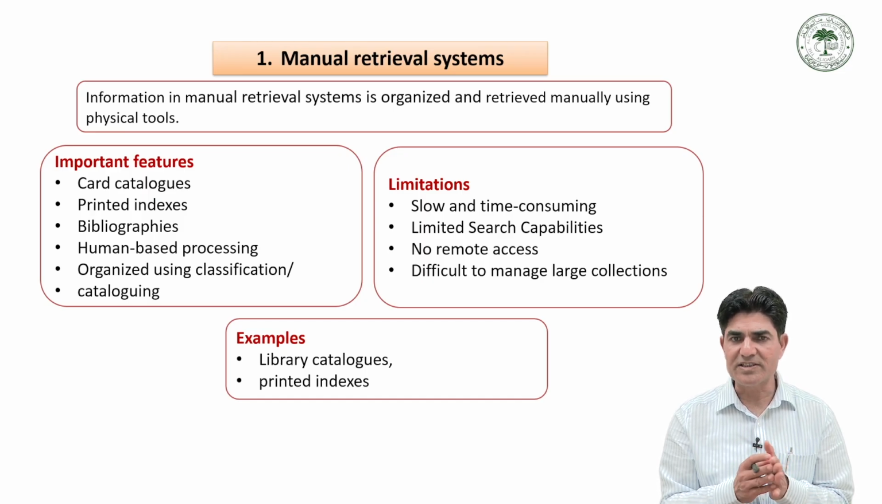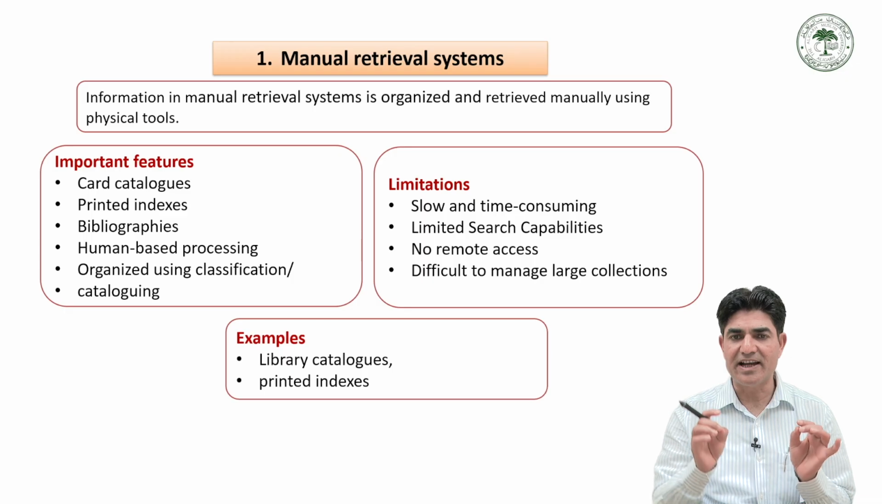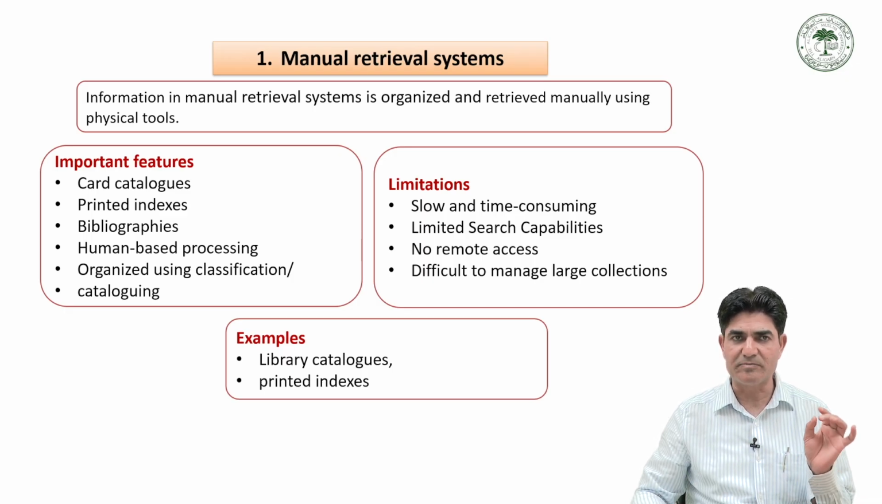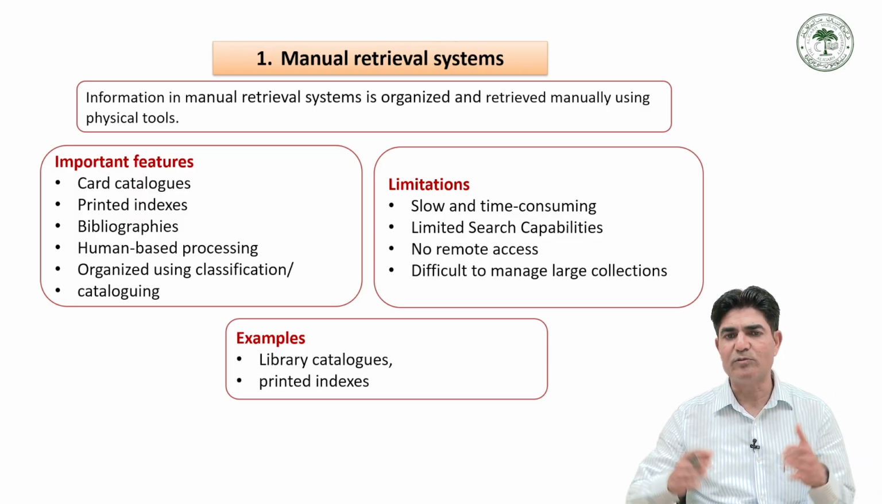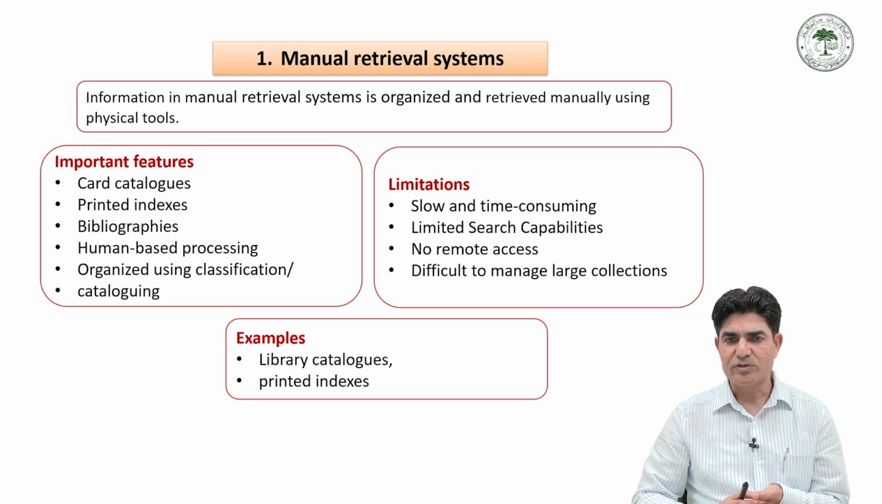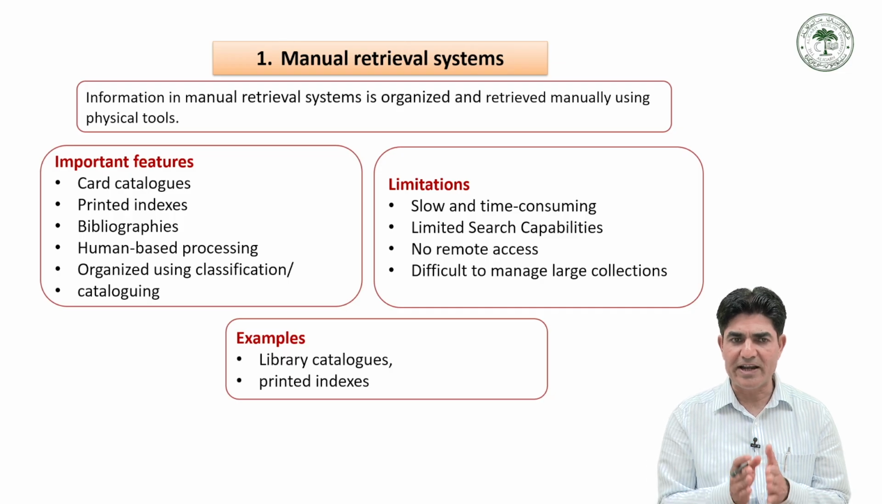The limitation of this kind of information retrieval system is that it is slow and time consuming, because the technical processing, like classification and cataloging, takes much time. We need to prepare the catalog card for each document, then file the card in the cabinet, and then arrange the document on the shelf. So the technical processing as well as the searching process by the user is time consuming.